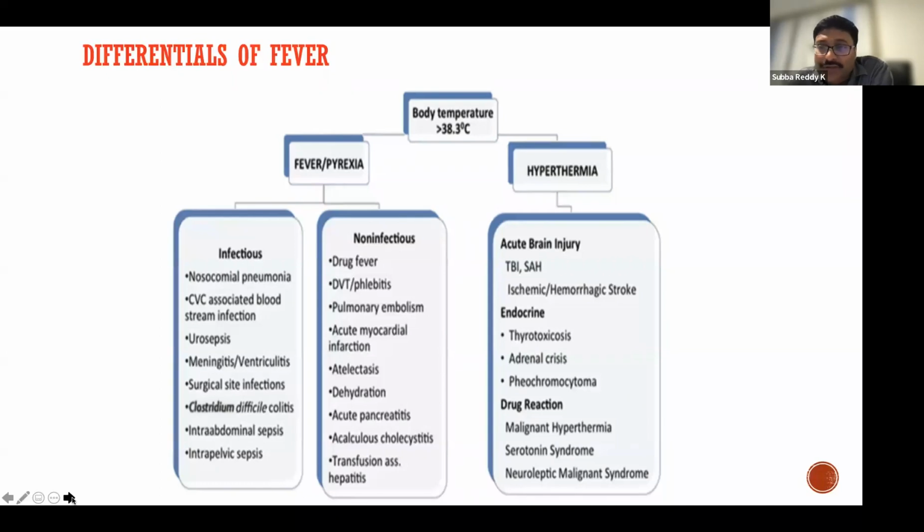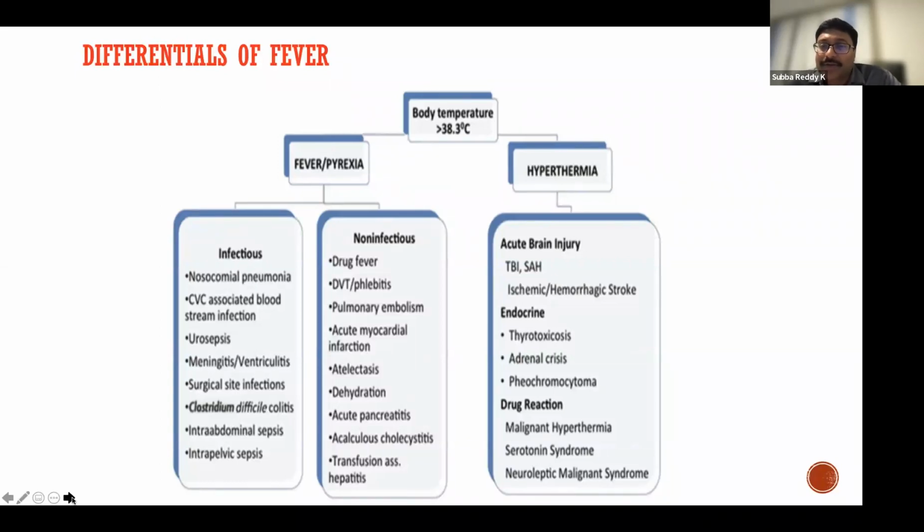Coming to non-infectious causes: drug fever and thrombophlebitis. Sometimes drugs can also cause thrombophlebitis if you're giving potassium supplementation, or mannitol or hypertonic saline through a peripheral line. Also DVT, pulmonary embolism, acute myocardial infarction, atelectasis, dehydration, acute pancreatitis, acalculous cholecystitis, transfusion-associated hepatitis, transfusion-related hemolytic reactions and non-hemolytic reactions can also lead to fever. These are all non-infectious causes of fever.